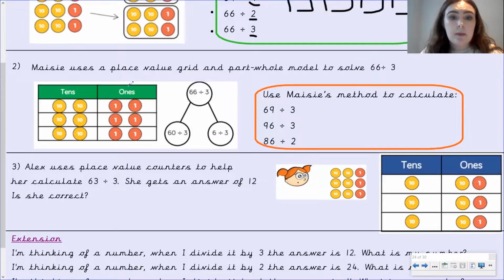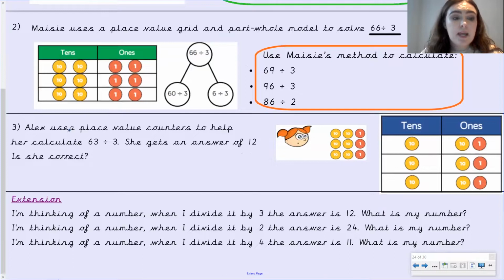Okay, activity number 2. Maisie uses a place value grid and a part whole model to solve 66 divided by 3. So here is your place value grid and here is your part whole model. You now need to answer 69 divided by 3, 96 divided by 3, and 86 divided by 2. So look at what you are dividing by, and you also need to make sure that you are partitioning these into 10s and 1s. So I don't want to see 33 and 36 as your partition. It should be 60 and 9, okay? So make sure you are partitioning into 10s and 1s.